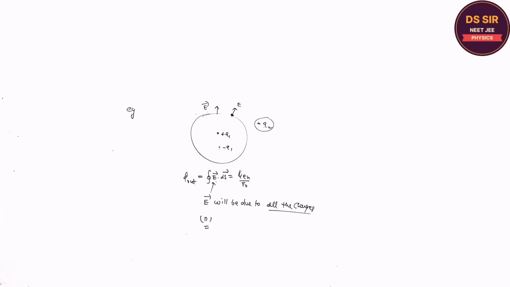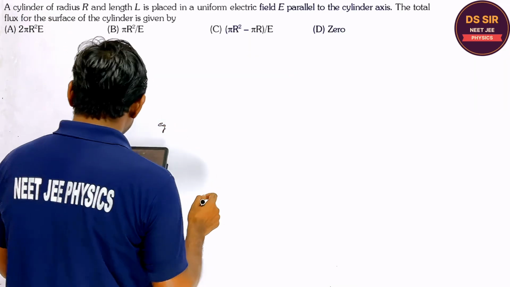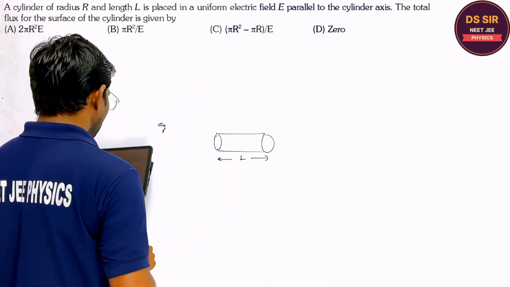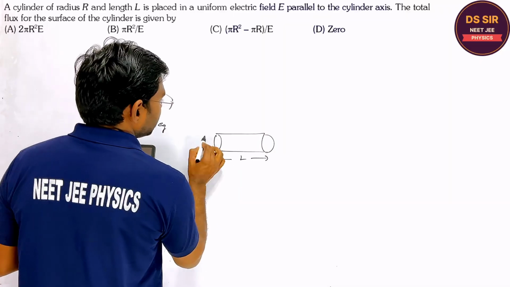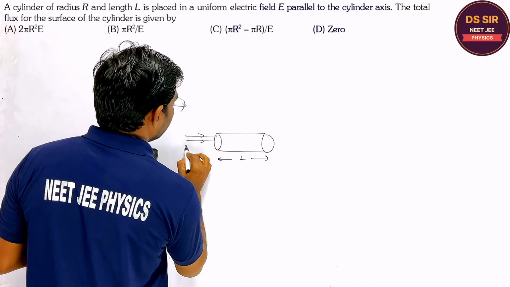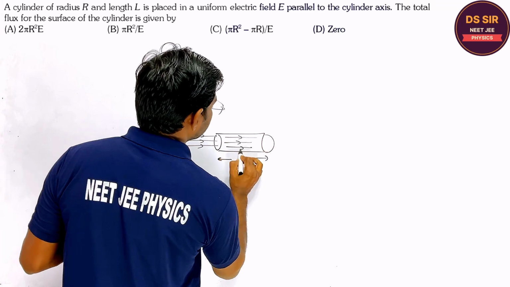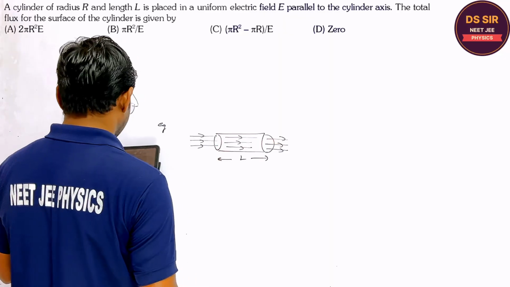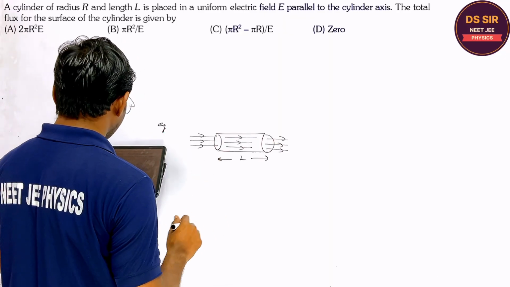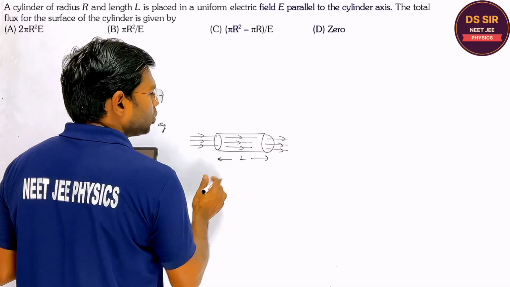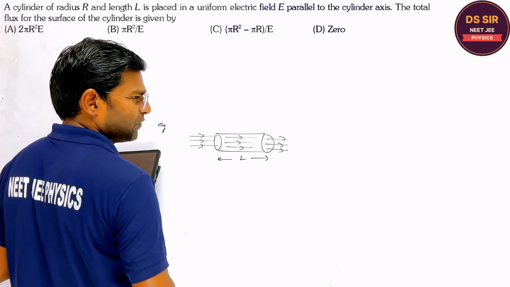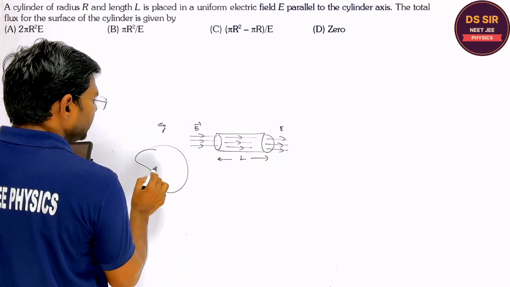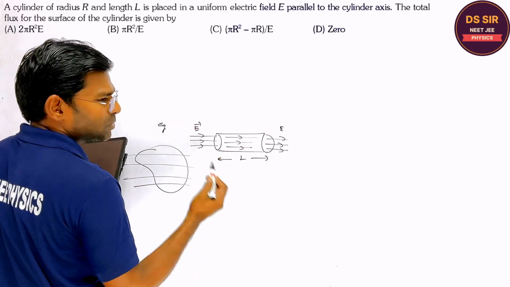Copy this. So read this question. In this question, a cylinder of radius R and length L is placed like this in a uniform electric field parallel to the cylinder axis. This is the electric field which is entering, and this is the electric field coming out from the cylinder. The total flux for the surface of the cylinder is given by, tell me, what is the total flux for any closed surface placed in the uniform electric field, whether it is a cylinder or a sphere?